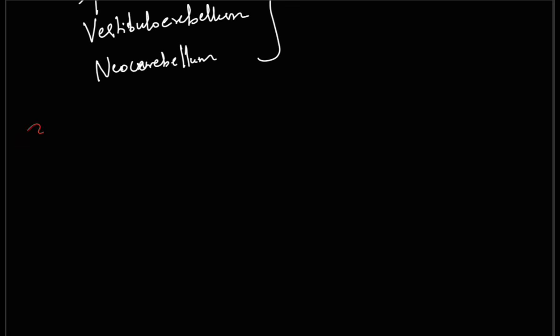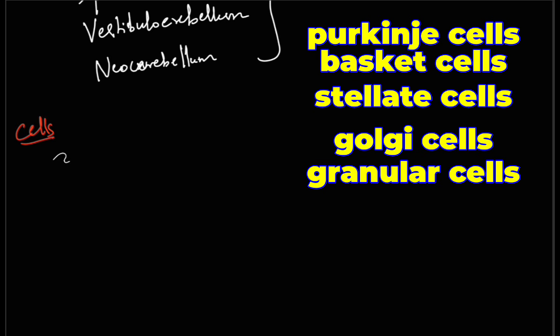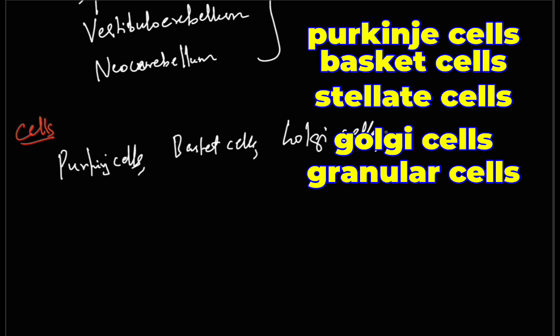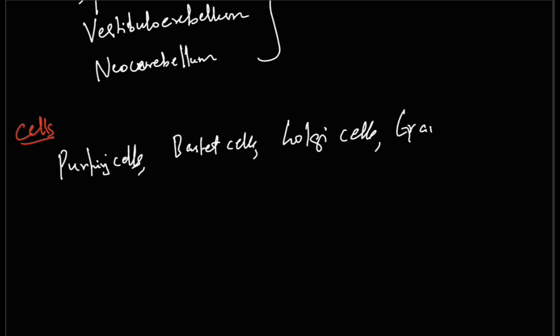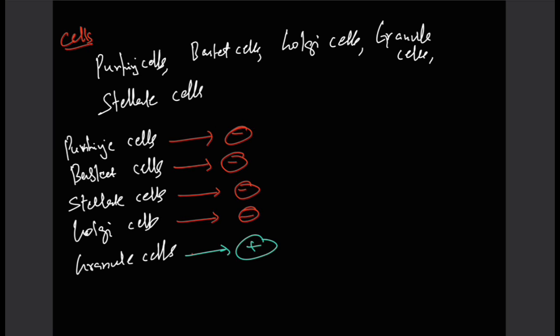Now let's see the cells of the cerebellum. There are 5 types of cells inside the cerebellum: Purkinje cells, basket cells, Golgi cells, granule cells, and stellate cells. So these are the 5 types of cells. Now I will tell the functions of all these cells.